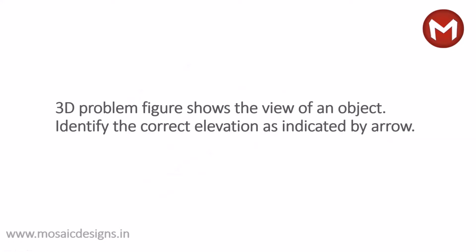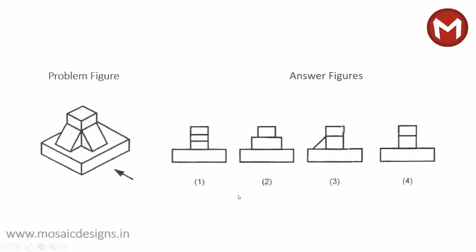The third question says, 3D problem figure shows the view of an object. Identify the correct elevation as indicated by the arrow. Here the correct answer is option 3. Why? Because when we stand perpendicular to this 3D figure, we can see that this triangular shape in elevation when we stand at this position. But this triangular shape is not present in option 1, option 2 or option 4. It's only present in option 3.